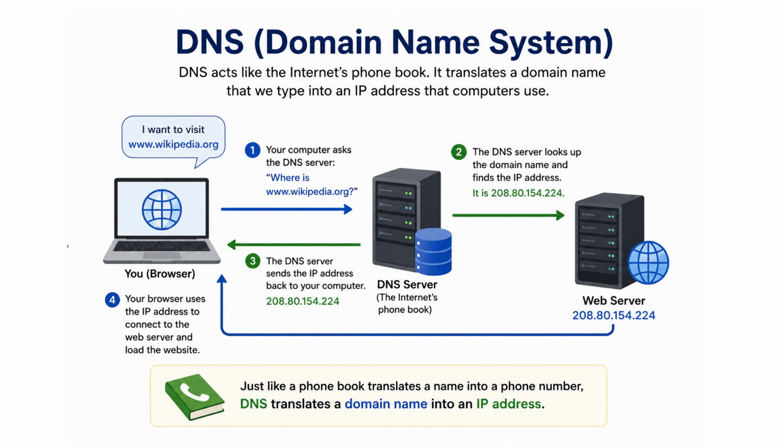When you type weber.edu into your browser, your computer contacts a DNS server and asks, what is the IP address for this website? The DNS server looks up the domain name, finds the corresponding IP address, and returns it to your browser. Once the browser has the correct IP address, then it knows exactly where to send the request.